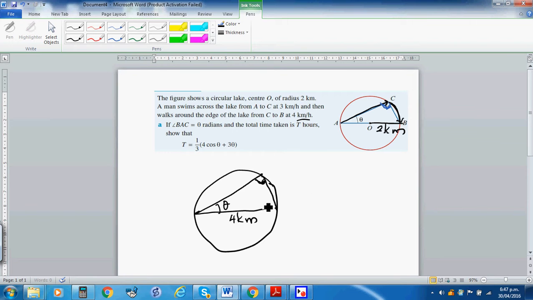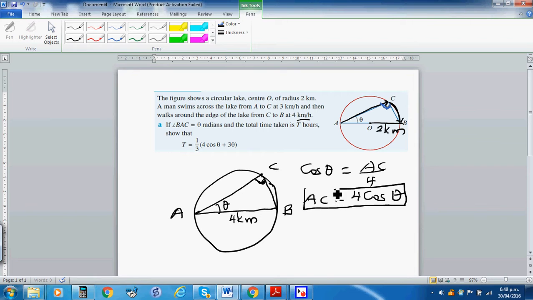So using SOHCAHTOA, this is A, this is C, and this is B. So you can say cos theta is adjacent over hypotenuse. The hypotenuse is AB. So cos theta is AC over the hypotenuse, which is 4. So we can say AC is 4 cos theta. So the distance from A to C is 4 cos theta.